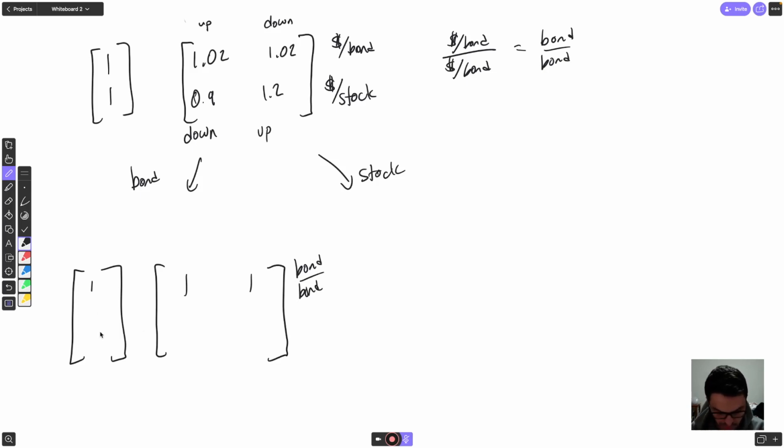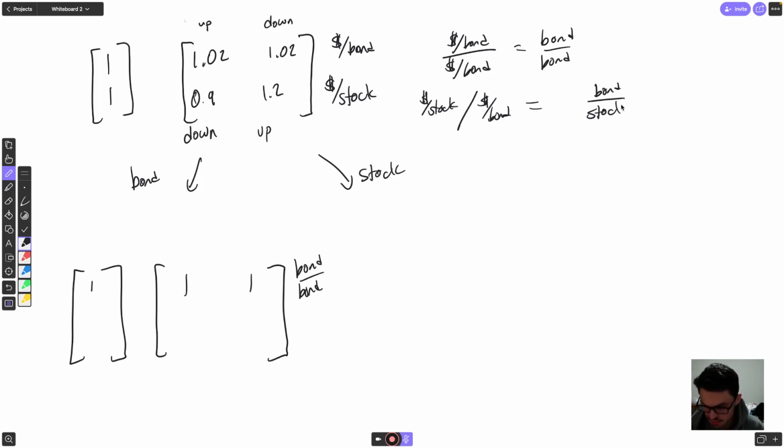Now we'll do a similar thing for the stock on this bottom row. Our goal is to have bonds per stock, and so how do we do that? Well, in this row, we have dollars per stock. So I'm going to undo that real quick. Okay, so we're going to have dollars per stock, and now we want the bond to be on top. So we're going to divide this by dollars per bond, and now that will give us that the bond flips to the top.